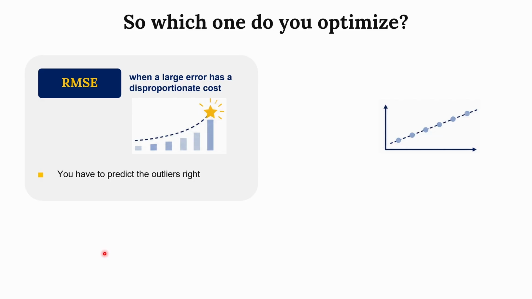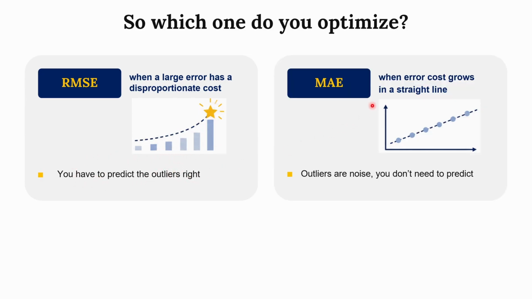Just to review right here, root mean squared error, okay? You use it when you have a large error, when the cost increases faster than the error itself, okay? And you have to predict the outliers. Mean absolute error, you use when the cost grows in a straight line with the value of the error itself. So in this case, the outliers will be noise and you don't need to predict them.